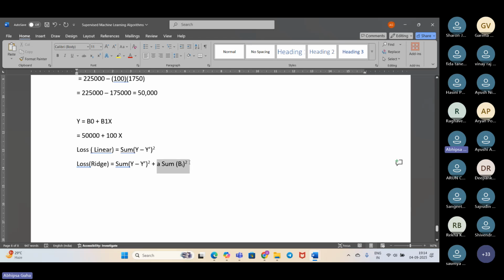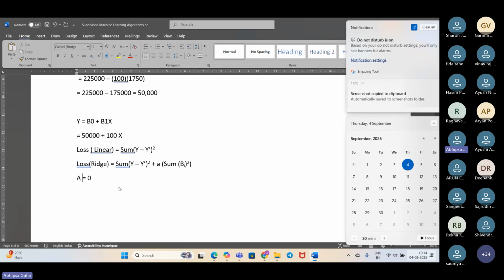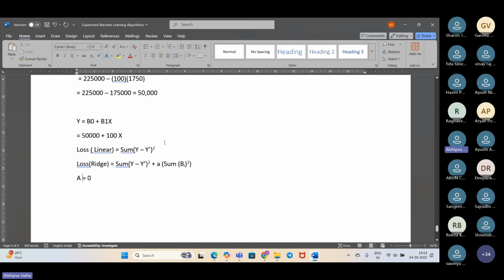Because this is added in multiplication format, if the alpha value, small a, is 0, it will be similar to the loss of linear. Then the problem is converted into the linear-based problem. Clear? Understood, guys?